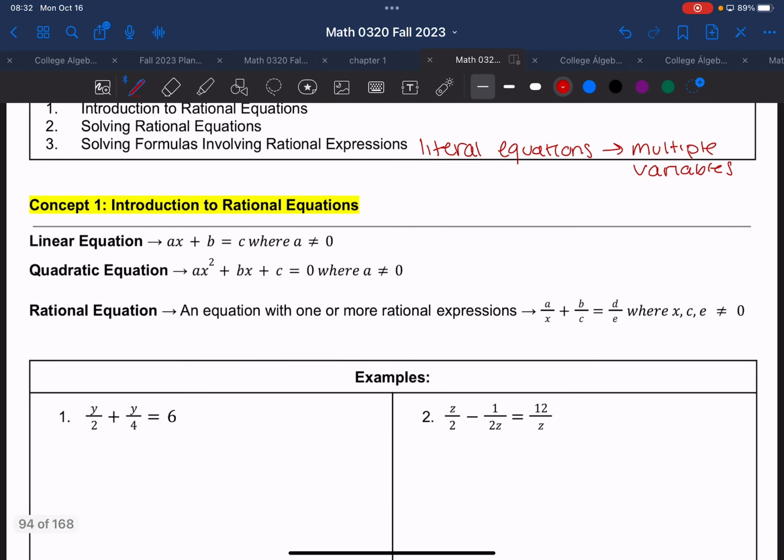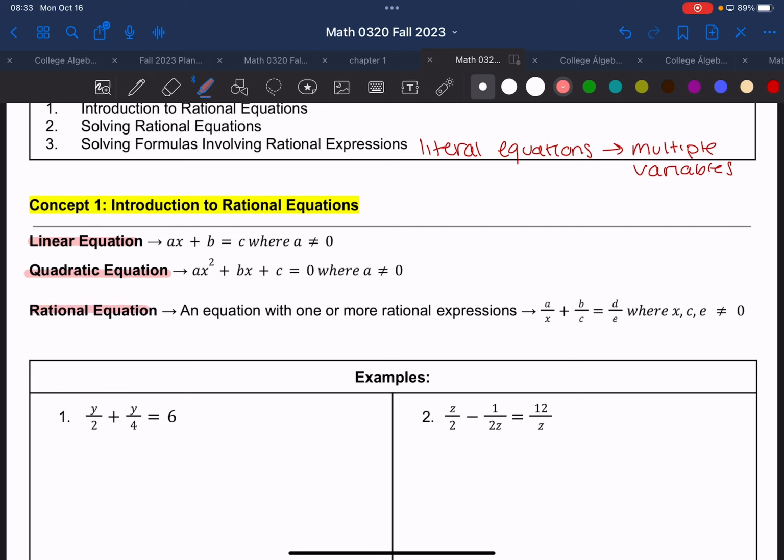So concept 1, introducing rational equations. We already talked about linear equations. A linear equation is y equals ax plus b, or in this case, ax plus b equals c. Same thing. Then we talked about quadratic equations. The standard form for quadratic equations is ax squared plus bx plus c equals 0. So we already talked about these first two.